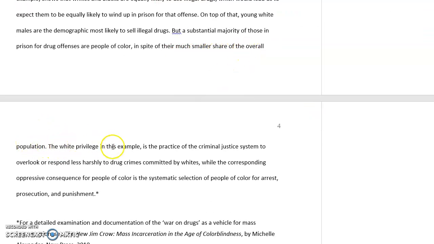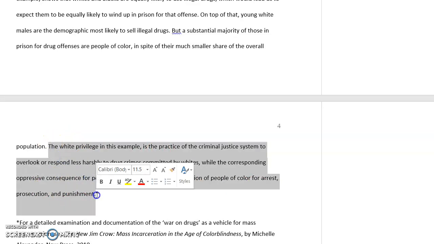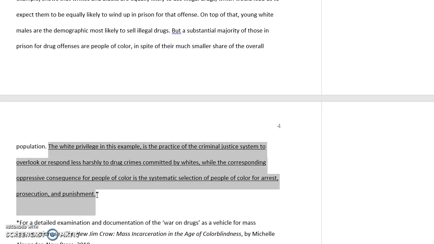The white privilege in this example is the practice of the criminal justice system to overlook or respond less harshly to drug crimes committed by whites, while the corresponding oppressive consequence for people of color is the systematic selection of people of color for arrest, prosecution, and punishment. Okay, so I'm going to underline that. To me it sounds intuitively right. It fits with my experience, but I would like some support, right?